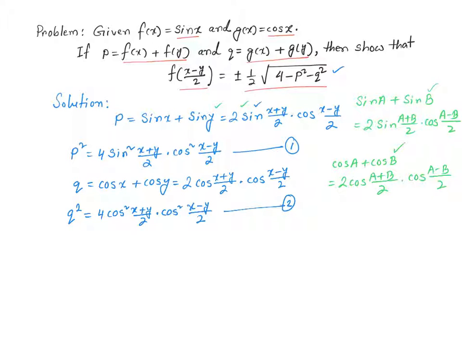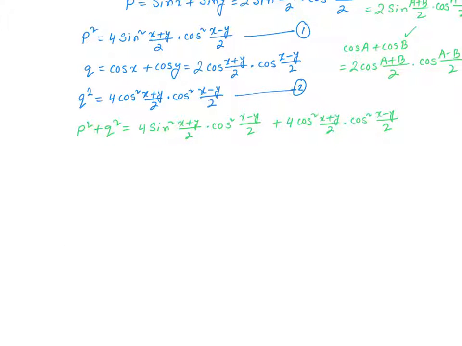Now I have p² in equation 1 and q² in equation 2. Let me go ahead and add these two. If I add them, I get p² + q², and that's going to be equal to 4 sin²((x + y)/2) cos²((x − y)/2) + 4 cos²((x + y)/2) cos²((x − y)/2). Now on my left hand side, I still have p² + q². Now look, I could factor something out.